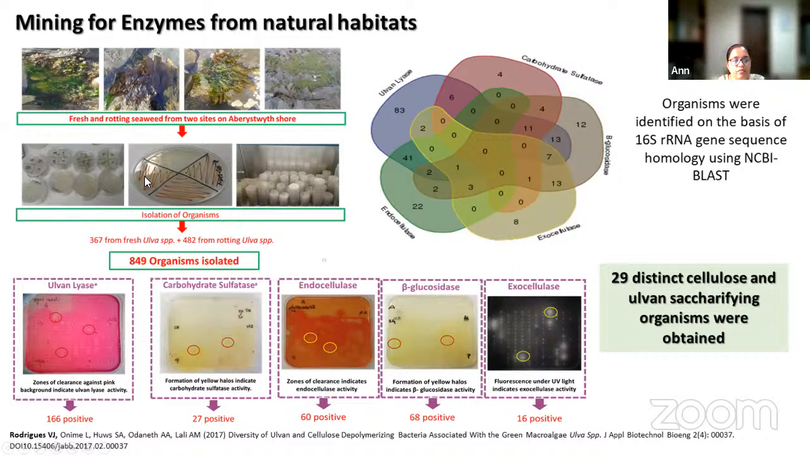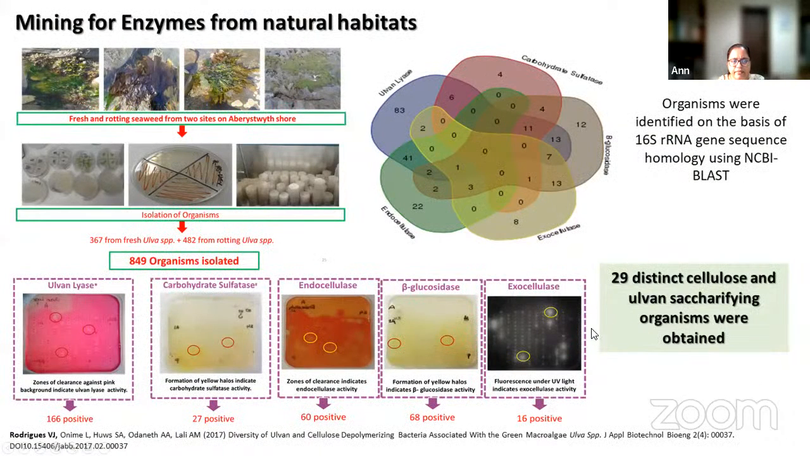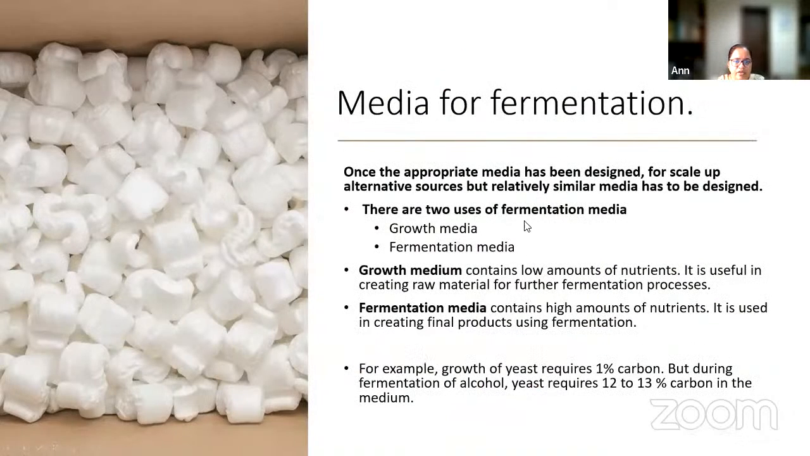So the first level was an enrichment and isolation activity that we did. Then at the second level, we used different selection media to pick up the organisms which exclusively show those properties. And we were able to isolate around 29 distinct cellulose and pullulan saccharifying organisms. This is the part wherein we identify our organism, and then this organism needs to go to the next level, where we grow it for the product that we are interested in.